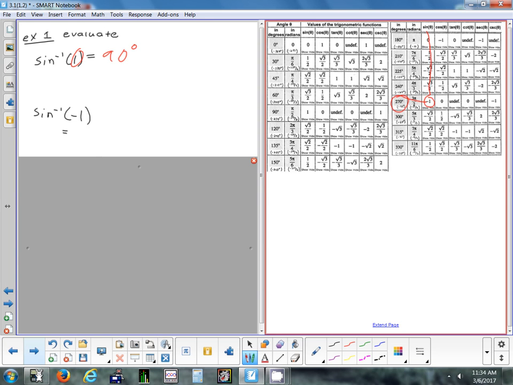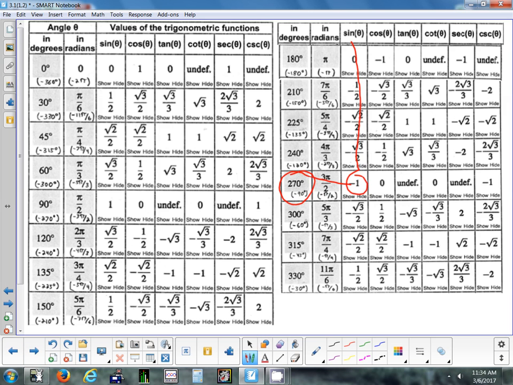Now, let me make that a little bigger. You had a choice here. You could have said -90, or you could have said 270. Why did you pick -90? Because that's in our range. That's right, that's what we have to be between the two numbers. Okay, so she picked the correct answer, -90.